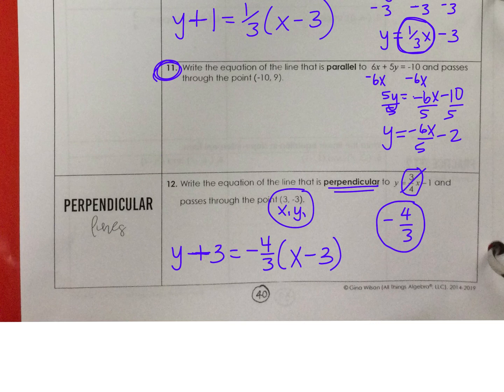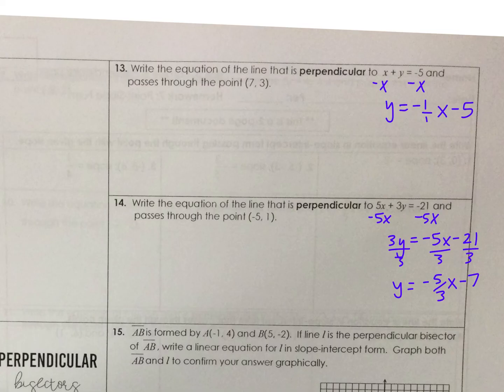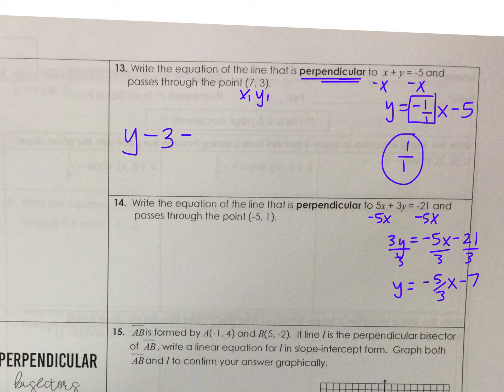Flip over to page 41. All right, on number 13, I've got my x1 and my y1, and it wants a perpendicular slope. So that's my slope right now, negative 1/1. If I flip it, it stays a 1/1, but I got to make it positive. So it will be y minus 3, it's y1, equals 1/1, x minus 7.